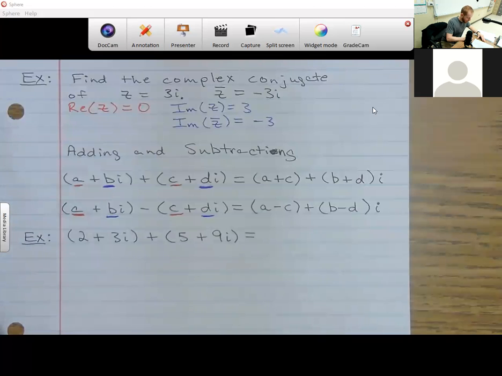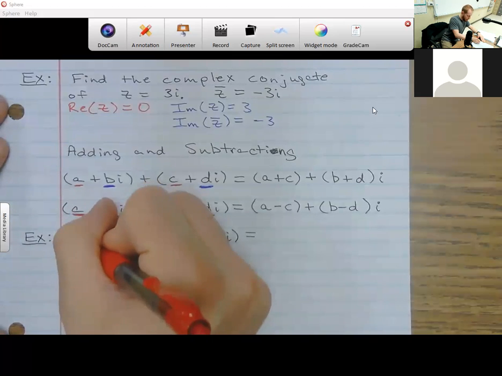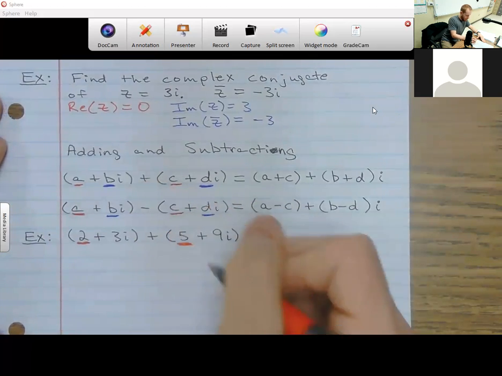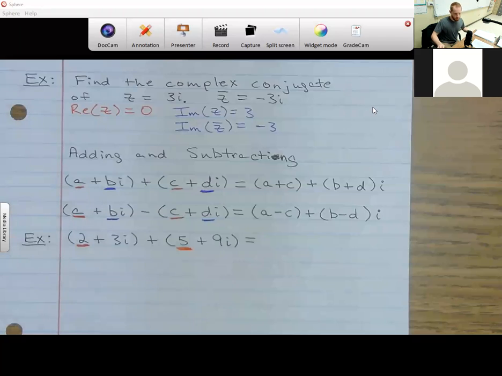All right, so I'm going to underline my real parts in red. And I'm going to put those together. So what's 2 plus 5 going to be? 2 plus 5 is equal to 7, right?